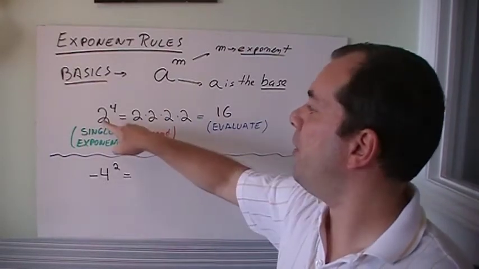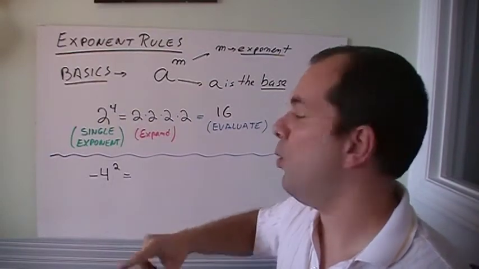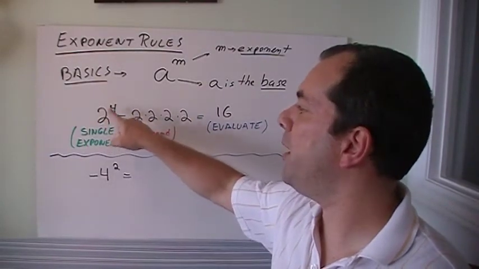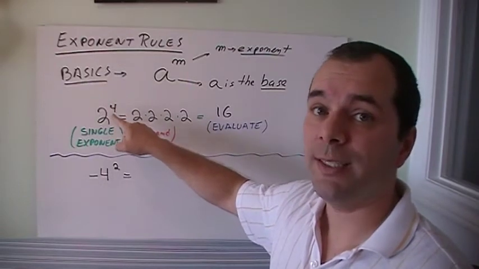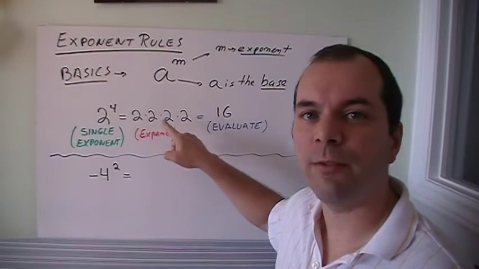So we have the base is 2, the exponent is 4. And what does this mean? Well, it means that I'm going to multiply the number 2 by itself 4 times. So 2 times 2 times 2 times 2. Notice that I'm using a dot for multiplication.